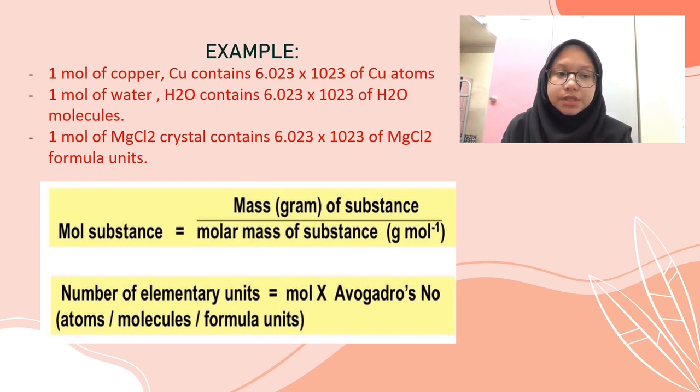So as you can see here, this is the formula. Mole of substance equals mass in gram of substance divided by molar mass of substance. So the units is g per mole. The second one is number of elementary units equals mole multiplied by Avogadro's number. So for the number of elementary units, we have 3 here: atoms, molecules, and formula units.